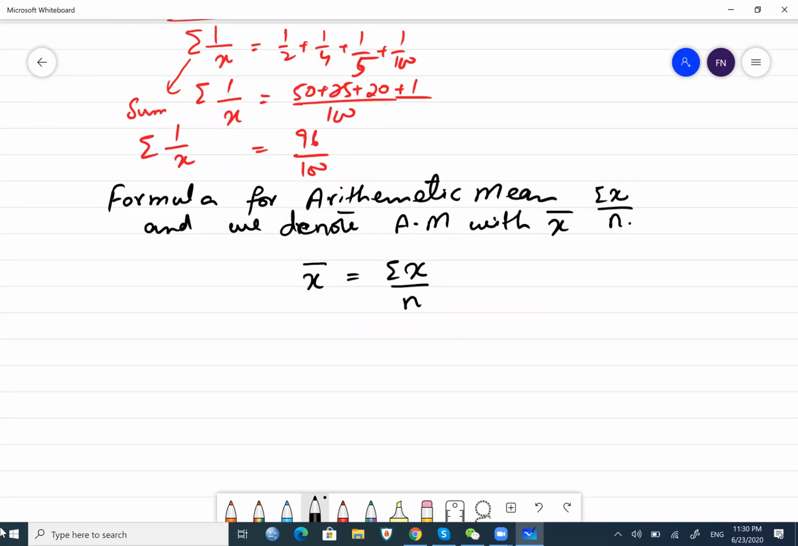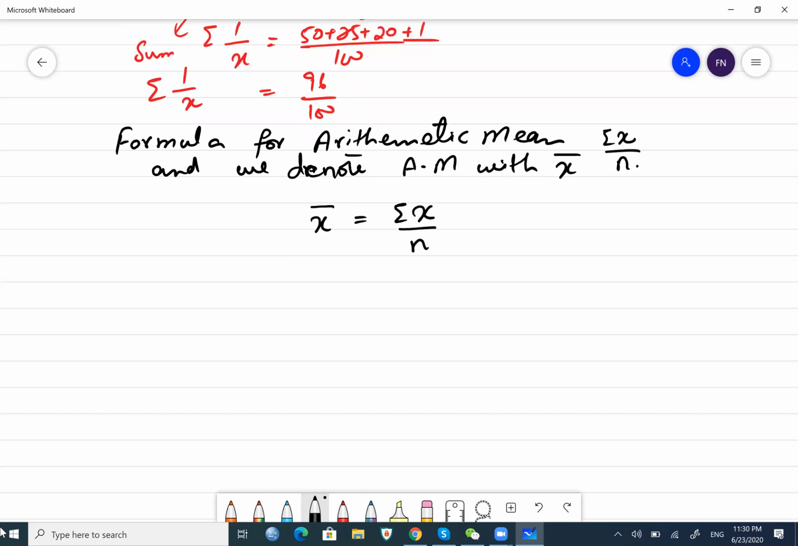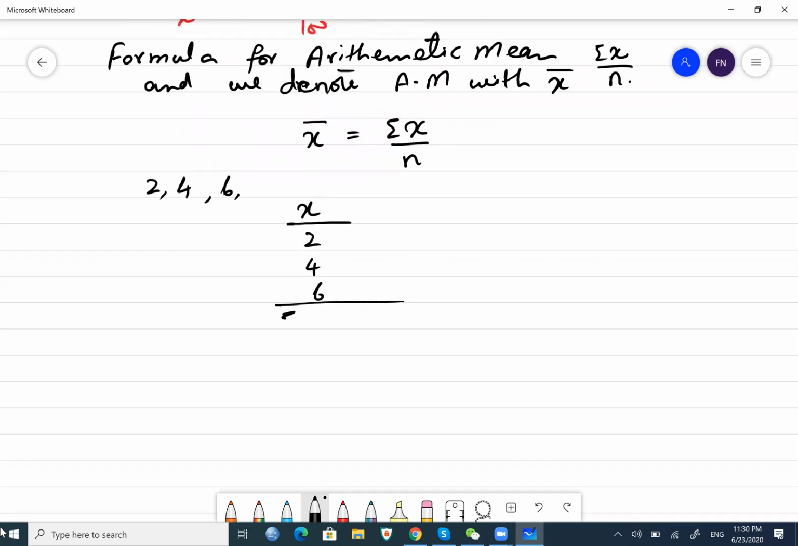Coming back to the arithmetic mean, we had data 2, 4, 6. So we say that x is 2, 4, and 6. According to the formula, we need the sum of x, which is 12. So the arithmetic mean is sum of x over n. N represents the number of values. So 12 over 3 values, so the average was 4.